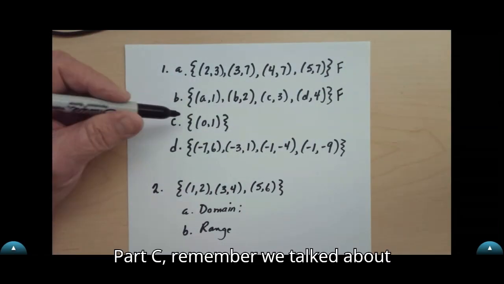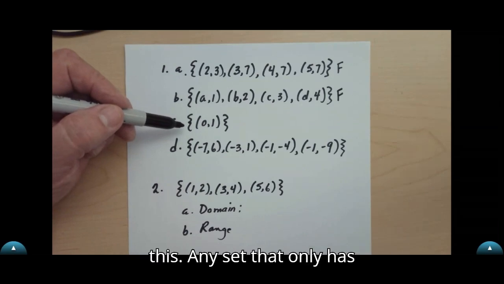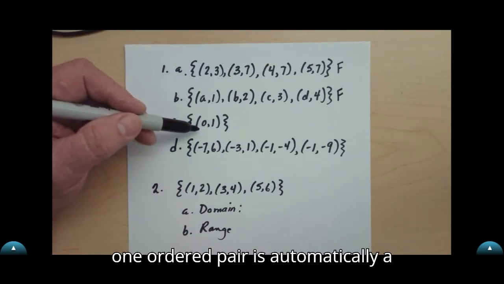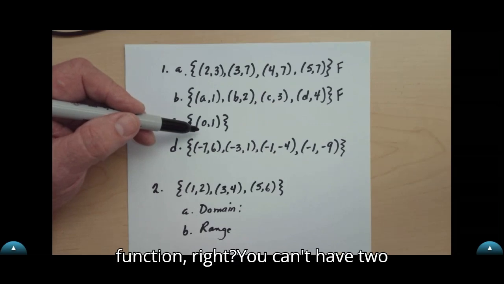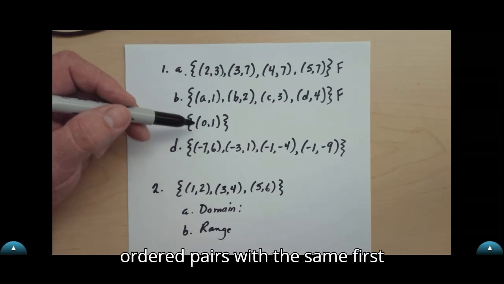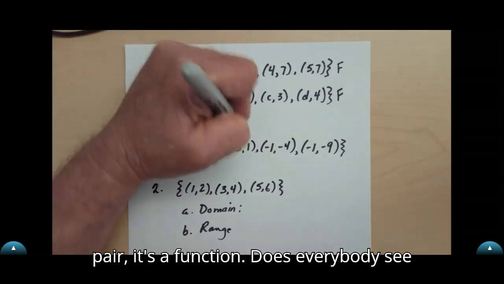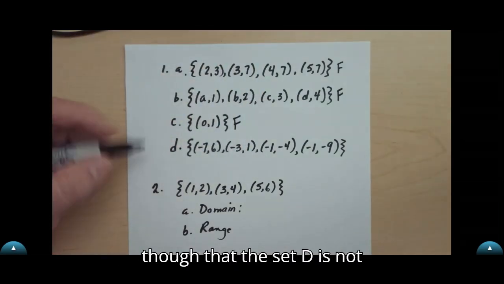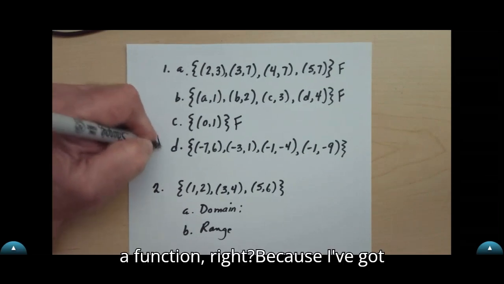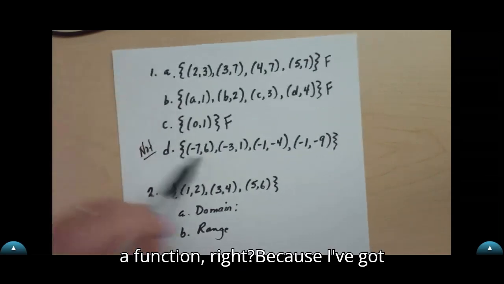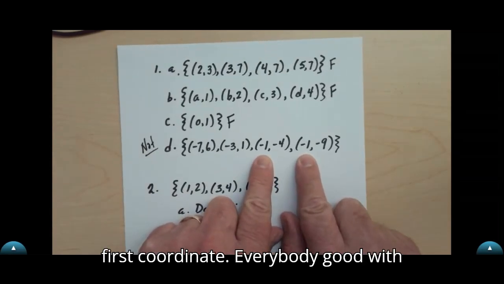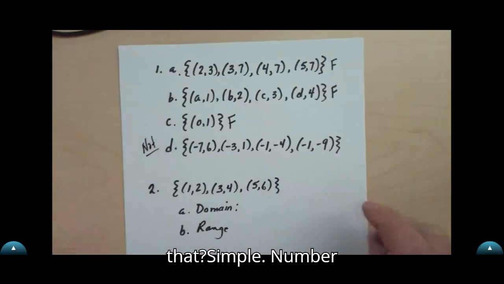Part C, remember we talked about this. Any set that only has one ordered pair is automatically a function, right? You can't have two ordered pairs with the same first coordinate. If you only have one ordered pair, it's a function. Does everybody see, though, that the set D is not a function, right? Because I've got two ordered pairs here with the same first coordinate. Everybody good with that? Simple.